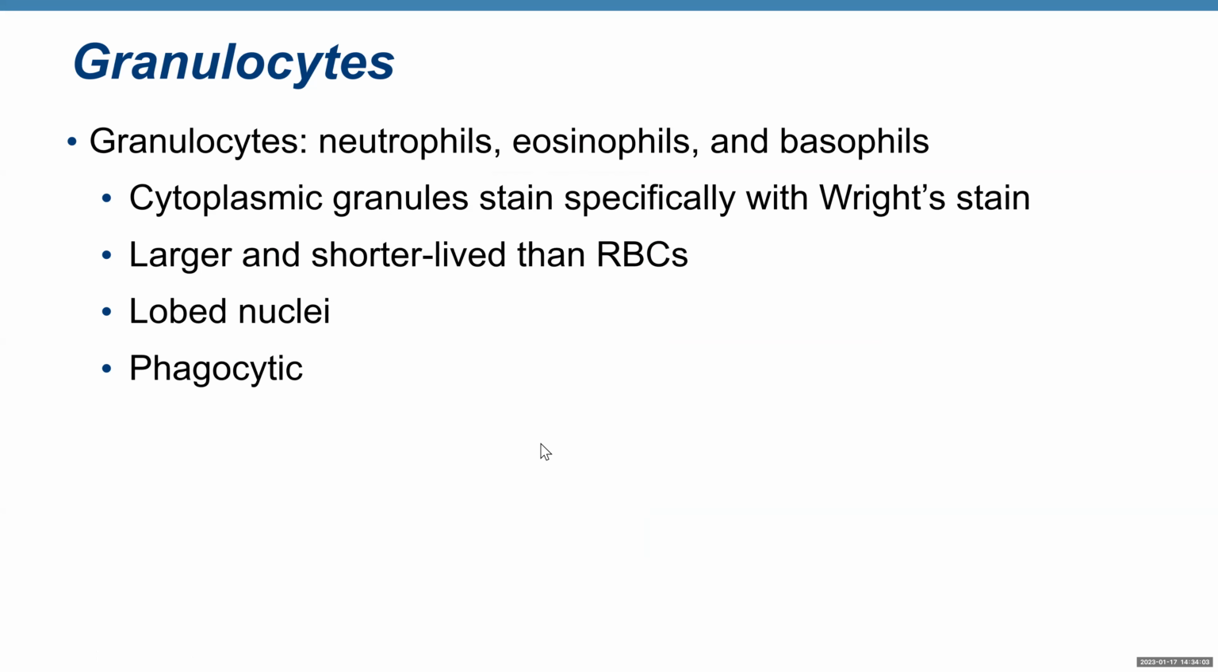So granulocytes are neutrophils, eosinophils, and basophils. Cytoplasmic granules stain specifically with Wright stain. So why do we call them granulocytes? Because if we use a special technique to stain those cells so we can see them under the microscope, we will see lots of granules. That's why we call them granulocytes. They are larger in size and shorter lived than RBCs. They have lobed nuclei, and all of them are phagocytic.